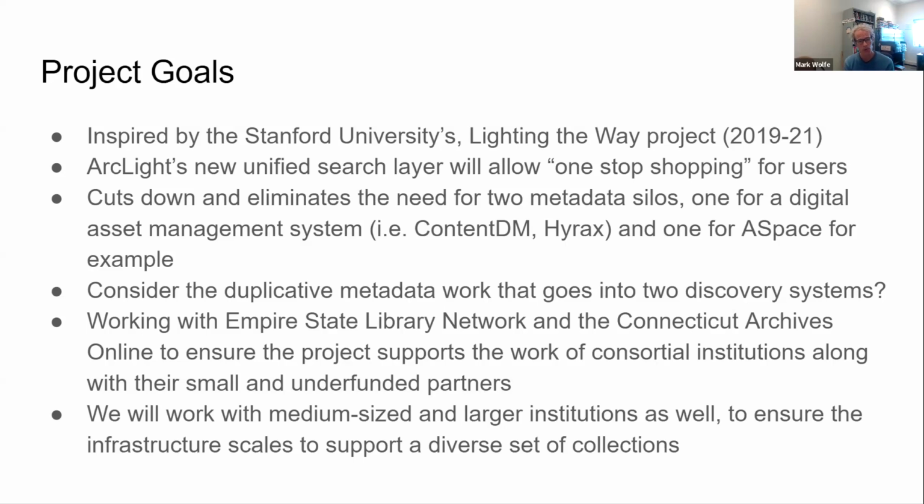Consider the duplicative work that you can eliminate if you have just one discovery system. That's one of the things we're shooting for. We'll also be working with Empire State Library Network and the Connecticut Archives Online to ensure the project supports the work of consortial institutions along with their small and underfunded partners. We will work with medium-sized and larger institutions as well to ensure that the infrastructure we develop scales to support diverse sets of collections.